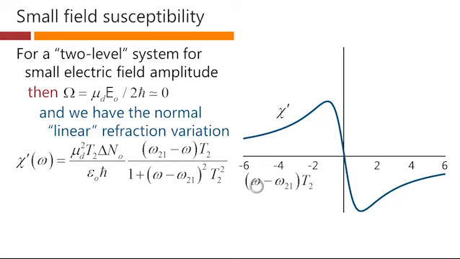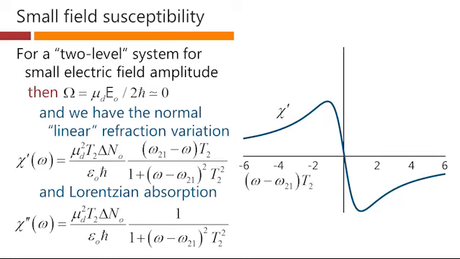So this is for omega below the center frequency corresponding to this transition, and this is for omega above it. This susceptibility makes a positive contribution to the refractive index when we're below the transition frequency, and a negative contribution when we're above it. Similarly, we can plot out the imaginary part of the susceptibility, or the chi double prime, which has a formula like this. And that corresponds to this kind of shape.